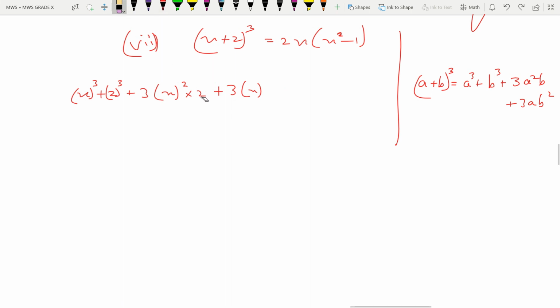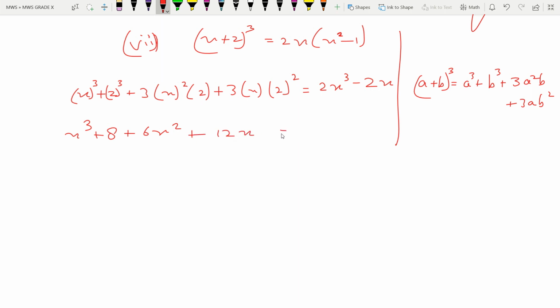Here also we can write in this way in bracket. So this is done, and on the right side we have to multiply 2x into x square, 2x cube, 2x into minus 1, minus 2x. So let's solve here. x cube plus 8 plus 6x square plus 12x equals 2x cube minus 2x.